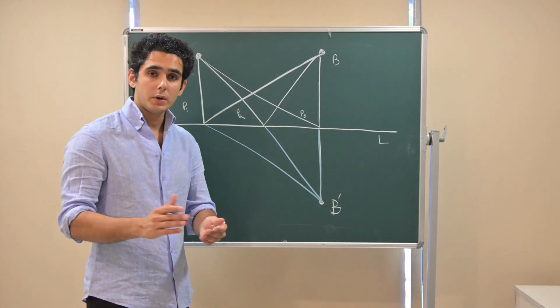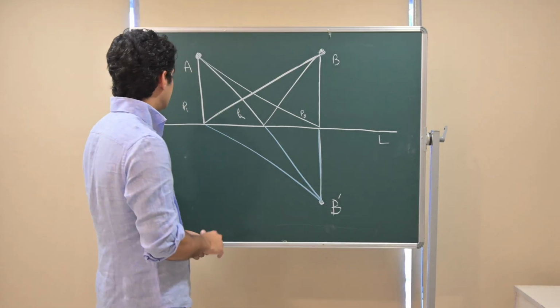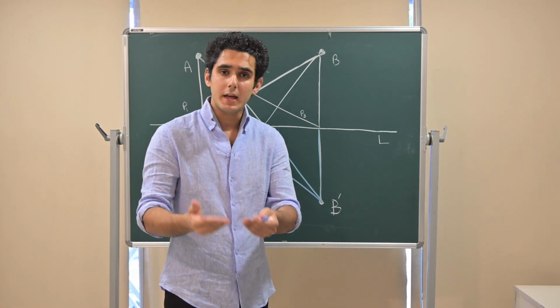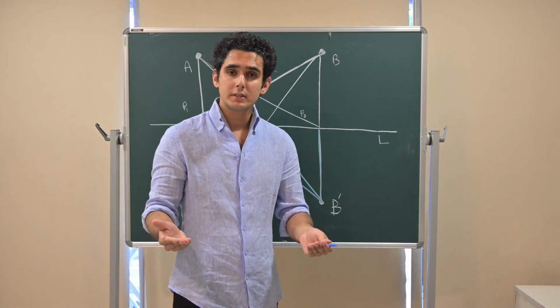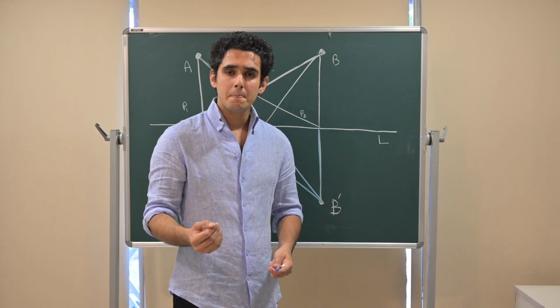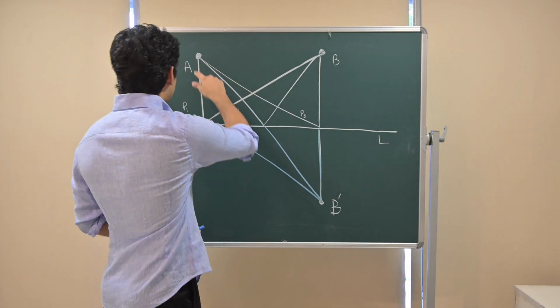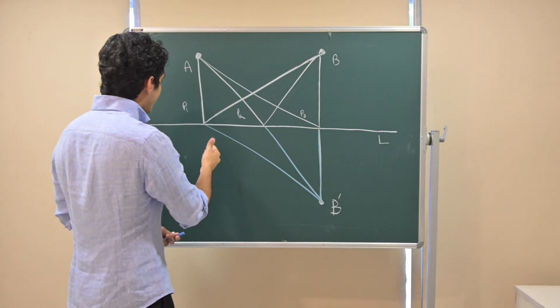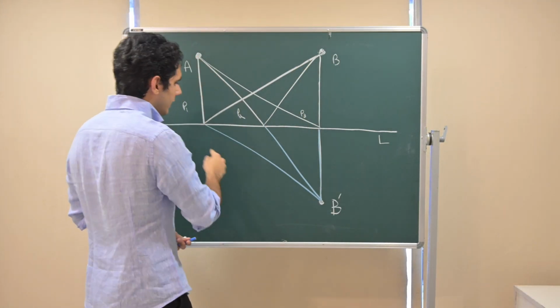And what we want to notice here is that these corresponding paths have the same length. You see why that is? It's because of the reflection. And by that I mean that the path P1 from A to B has the exact same length as the path from A to B prime.